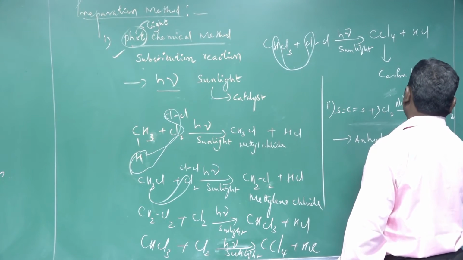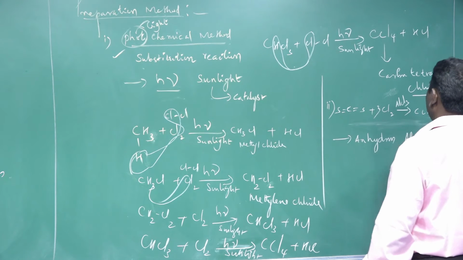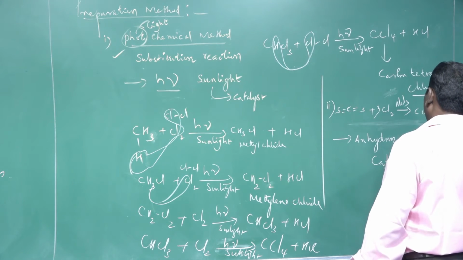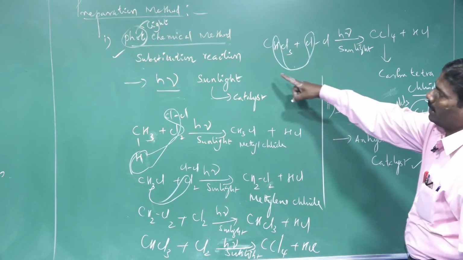Anhydrous AlCl3 is used as a catalyst for these reactions. So now this carbon tetrachloride is formed. In the first method, we can take it as photochemical.